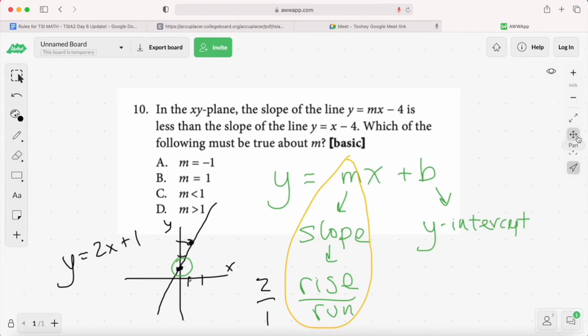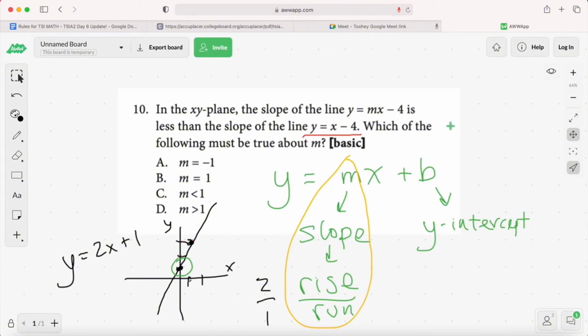Now notice in the question they say the slope of the line y equals mx minus 4 is less than the slope of the line y equals x minus 4. I want to focus in on this equation right here. And here's my question. It's not obvious, but what is the slope of the line y equals x minus 4? What's the slope? Now you might be like, but there's no m value there. Is that kind of what you're thinking? Yeah, that's kind of what I'm thinking. Right? It's tricky.